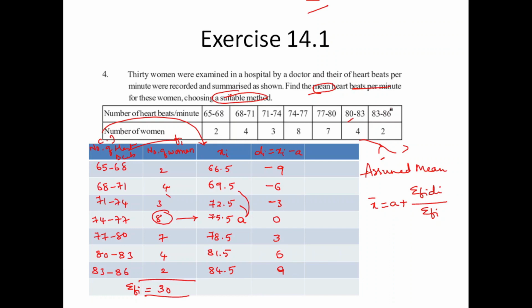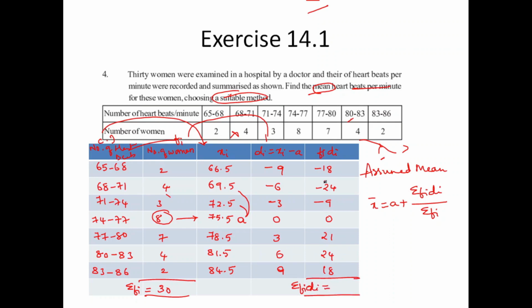Okay. Now this is your f of i into d of i. Let me write here. Okay. So minus 9 into 2, that is minus 18. This is your minus 24. This is minus 9, 0. This is 21. This is 24. And again, this is 18. Now we need to add up all this here, right?